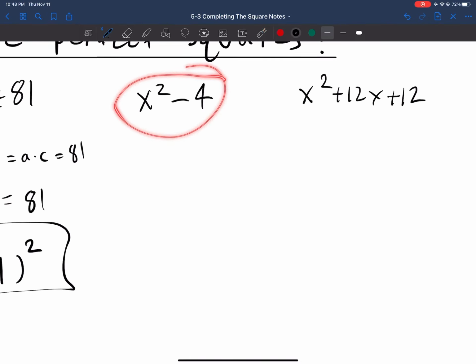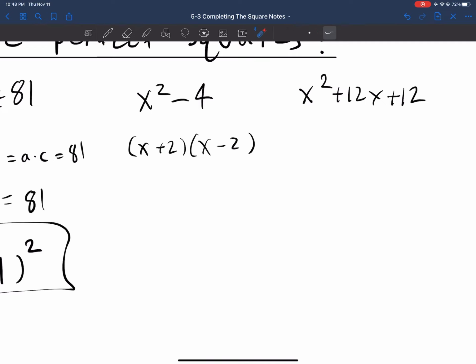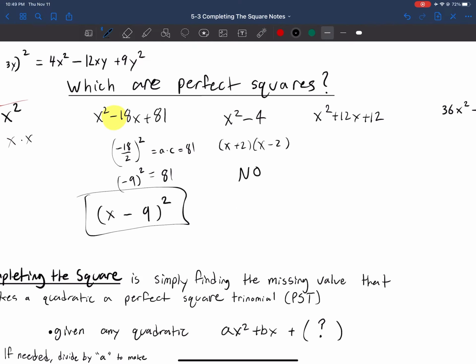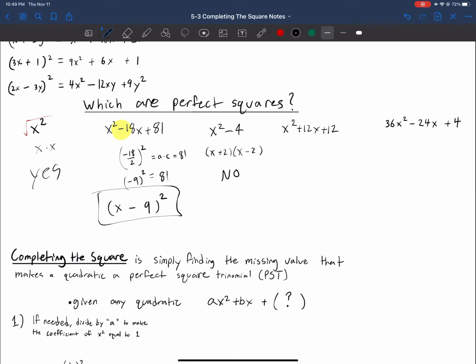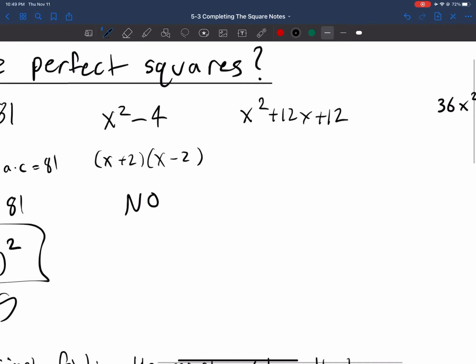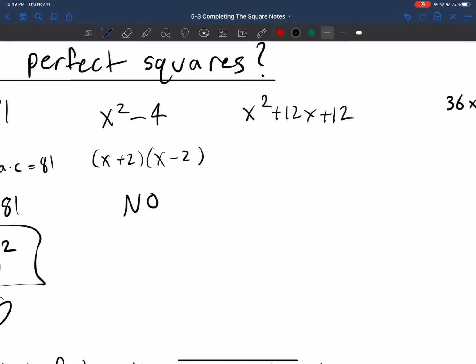Next, x squared minus 4. This is a difference of 2 squares, so that's going to become x plus 2, x minus 2. Since these are two different factors, I can't write this as a factor squared. They're not the same. So this is not a perfect square. The difference of 2 squares is not in itself entirely a perfect square. It's made up of perfect squares, but it is not itself a perfect square.